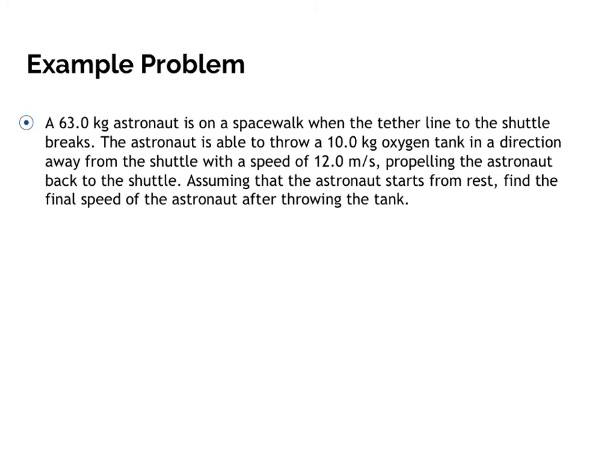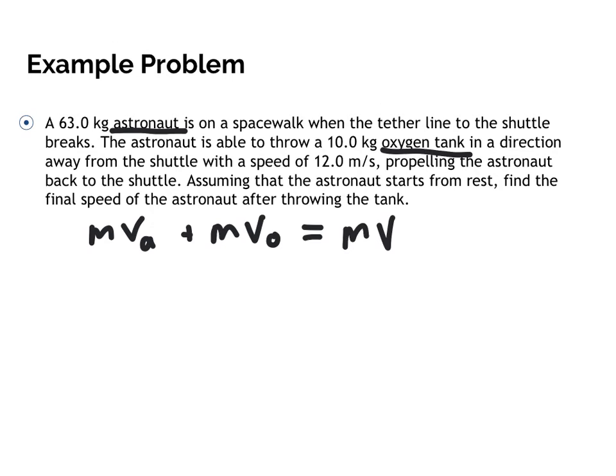Okay, so our two objects are the astronaut and the oxygen tank. So our equation is the momentum, or mass times velocity, of the astronaut, plus the mass times velocity of the oxygen tank. That's at the beginning. It's going to be equal to the mass times velocity of the astronaut at the end, plus the mass times velocity of the oxygen tank at the end.